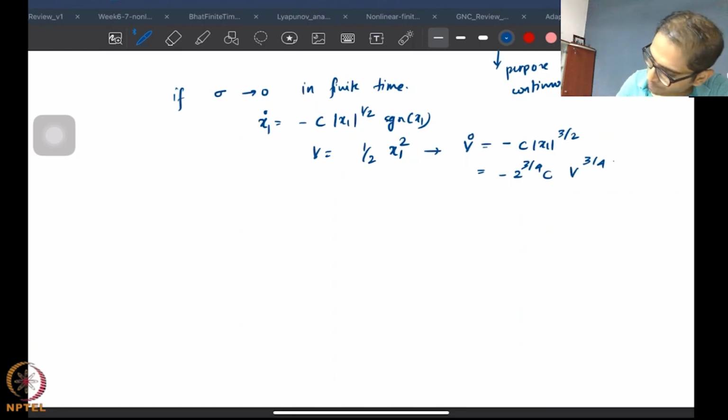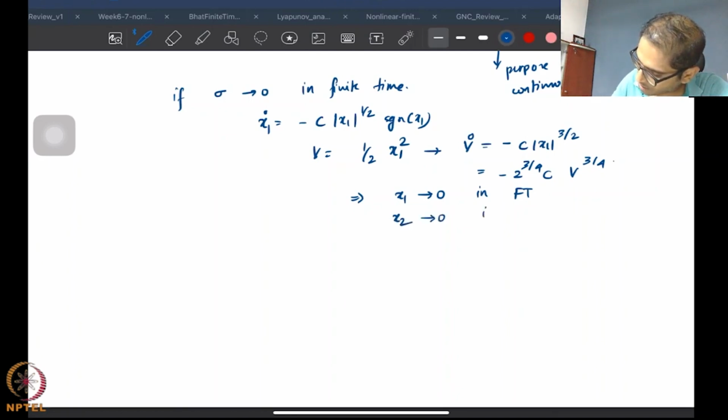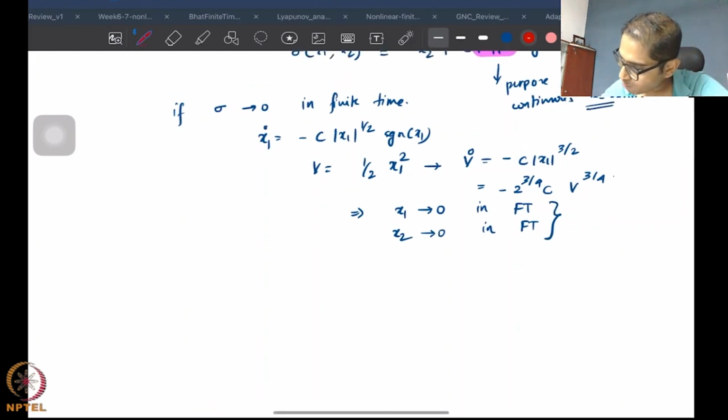And therefore what you have implies x1 goes to 0 in finite time, because obviously this is less than 1, right? That's exactly the condition: v dot has to be some negative constant multiplied by v to the power alpha, where alpha is less than 1. And that's exactly the finite time convergence condition. Therefore x1 goes to 0 in finite time, and x2 is simply x1 dot, and therefore x2 also goes to 0 in finite time, right? And so we will have what we want.